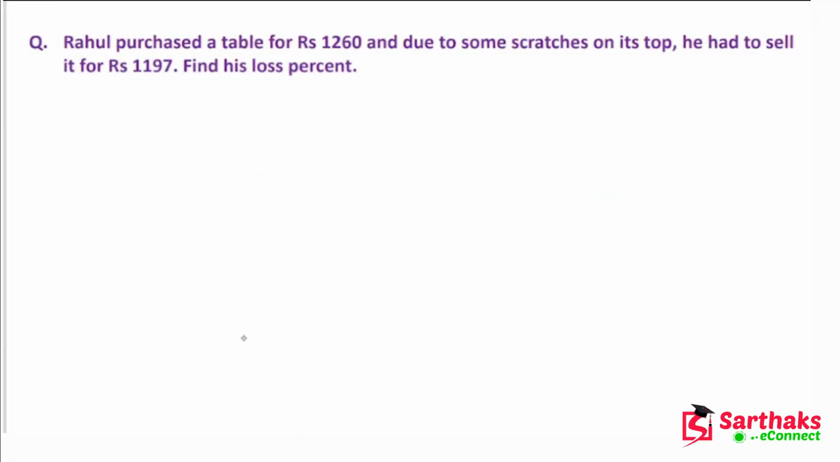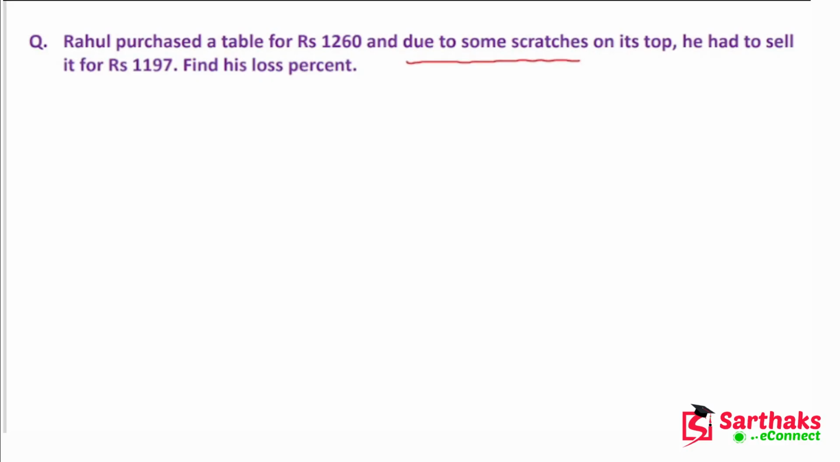Now this question says that Rahul purchased a table for rupees 1260 and due to some scratches on its top he had to sell it for rupees 1197. Find his loss percent. Now clearly this question says that selling price is less, there is a loss, but sometimes they are not so direct, and they make the language of the question so that you can assume it yourself. For example, here it is written due to some scratches. So obviously due to some scratches you have to compromise. The shopkeeper has to give some extra discounts, right?